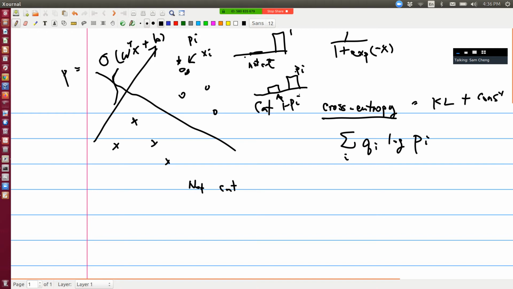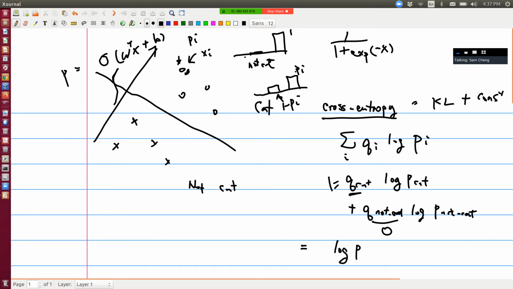So then what is the cross entropy in this case? By the way, I didn't elaborate this example last time. I only talked about multi-class, but you can think of these two classes as multi-class too: one class, two class. If I elaborate, it would be Q cat class times log P cat class, plus Q not cat class times log P not cat class, where Q is the ground truth. For this particular sample, I assume it is really a cat, so Q cat is equal to 1 and Q not cat is equal to 0. Therefore, for this sample the cross entropy is just equal to log P cat.